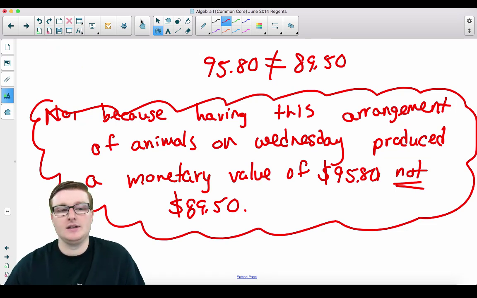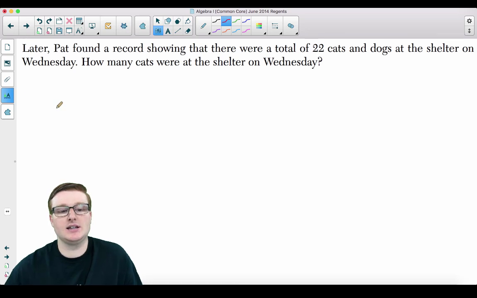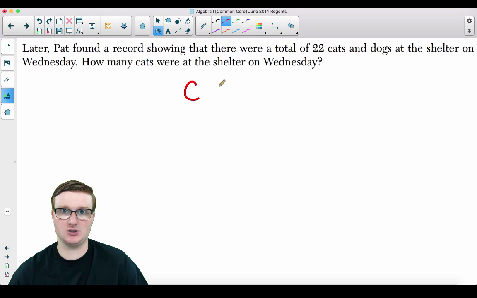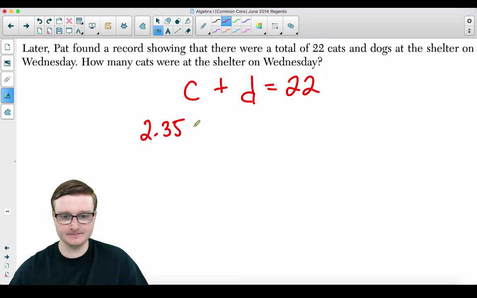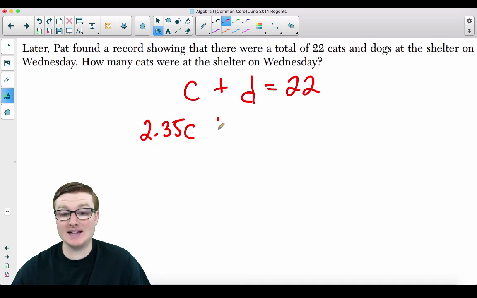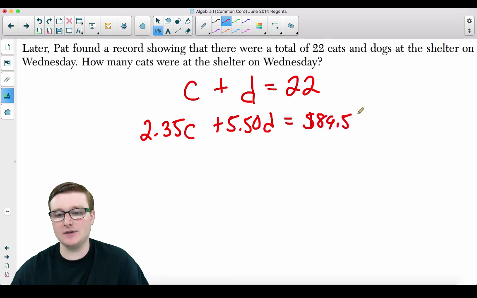Okay. The very last part of this question is just a system of linear equations. Later, Pat found a record showing that there were a total of 22 cats and dogs at the shelter on Wednesday. How many cats were at the shelter on Wednesday? So you're going to take the number of cats plus the number of dogs and set it equal to 22, because there's 22 total animals. Then you take $2.35 times the number of cats plus $5.50 times the number of dogs and set it equal to $89.50.